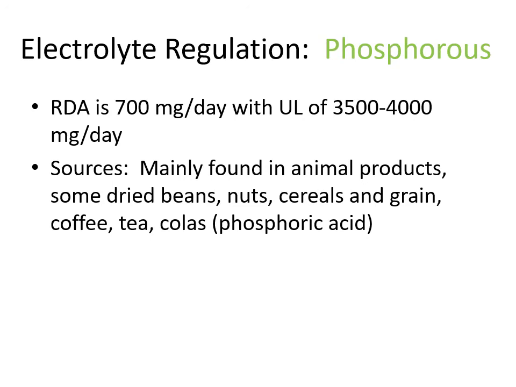The RDA is 700 milligrams per day with an upper limit of 3,500 to 4,000 milligrams per day. Now, phosphorus is mainly found in animal products, dried beans, nuts, cereals and grains, coffee, tea, and in colas in the form of phosphoric acid.